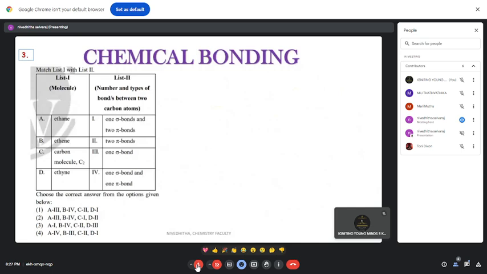Here also, we have to match the following. We have list 1 and list 2. In list 1, we got molecules, and in list 2, they have given you the number and type of bonds between carbon atoms, and we have to match the same. This is based on the hybridization and nature of bonds in organic compounds. So please, I'm going to give you 30 seconds. Please work out from your end. If you find any difficulty, please let me know. We'll work out together. Ethane, ethene, carbon molecule, ethyne.